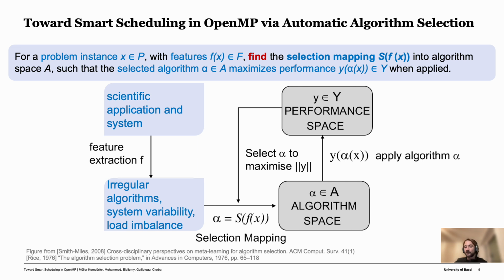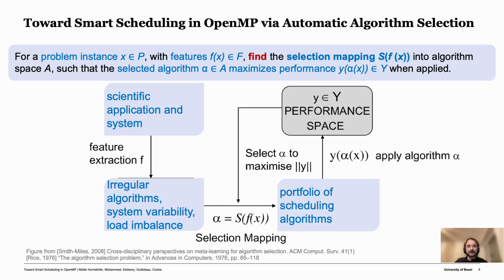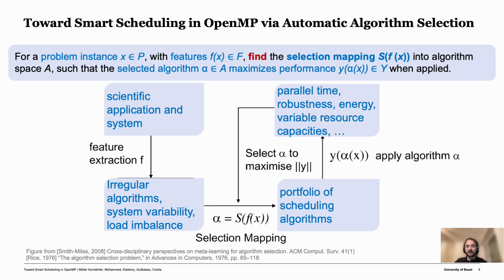Then applications are composed by regular algorithms. Systems might suffer with variability, which might lead to load imbalance. Then the libraries we have offer a portfolio of scheduling algorithms. And finally, these algorithms may try to optimize different metrics, right? So parallel execution time, robustness, or energy consumption, and so on. So the question is then, how do we select? How do we choose the scheduling algorithm?